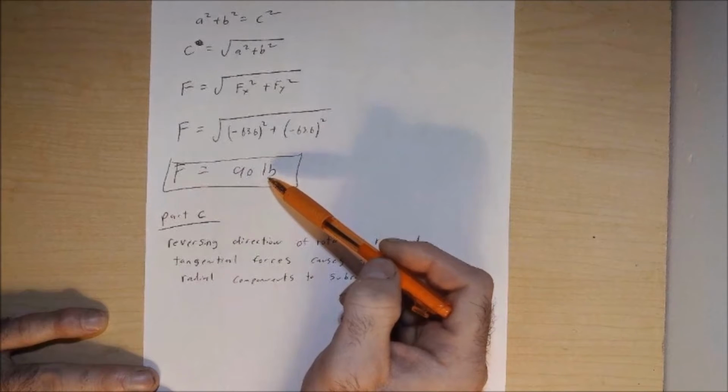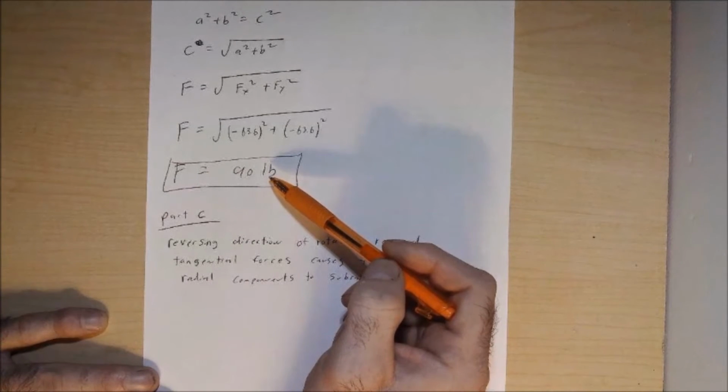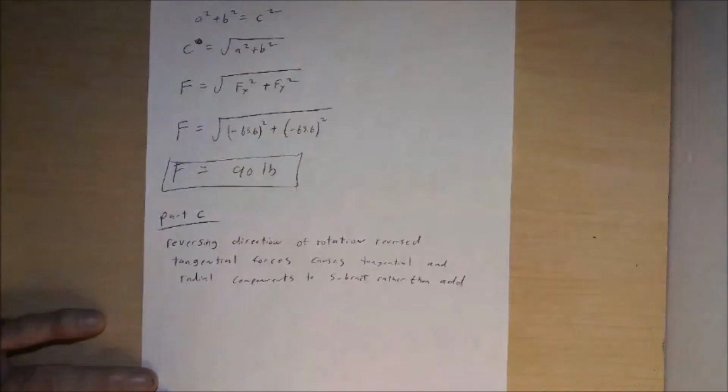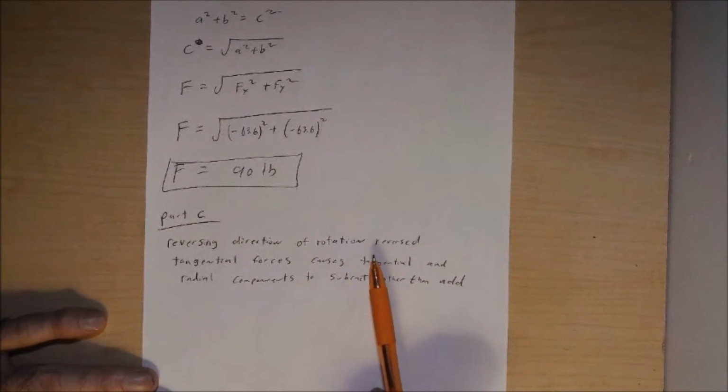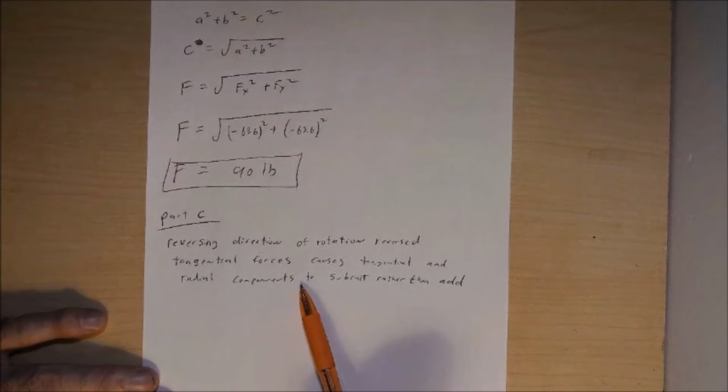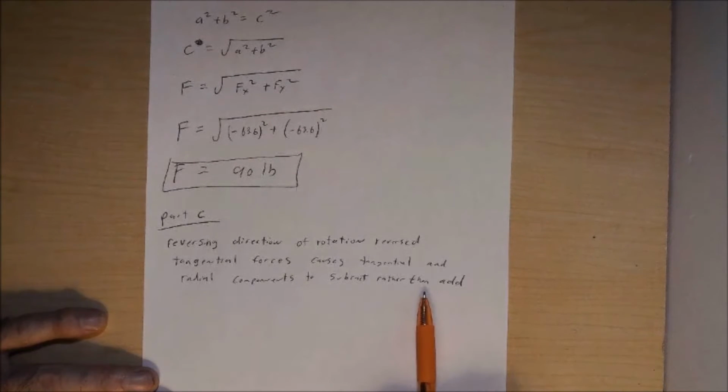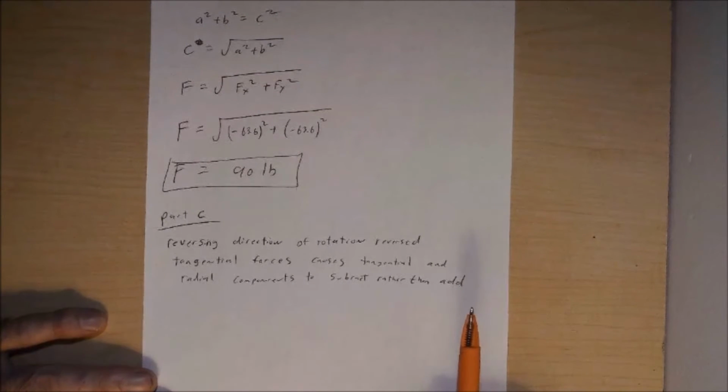So we do have a different value for our load F for our support on a shaft for our idler. Why? Well, reversing the direction of rotation reverses the tangential forces, causing tangential and radial components to subtract rather than add when we did our summation of forces, which we just saw.